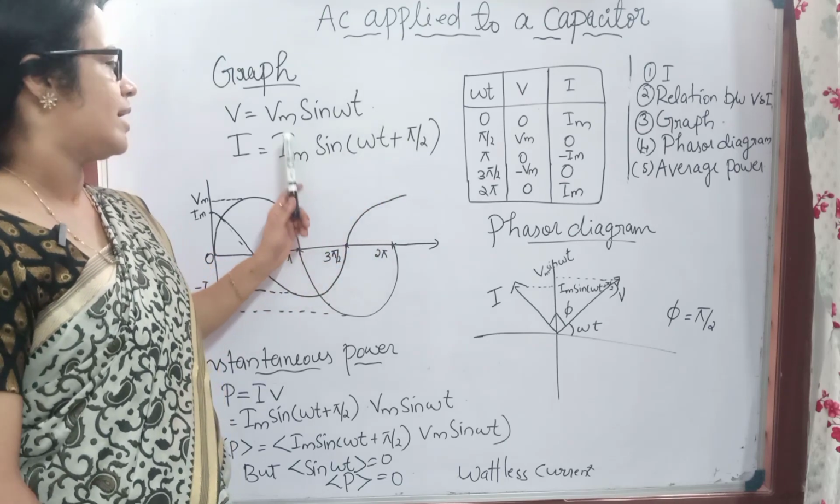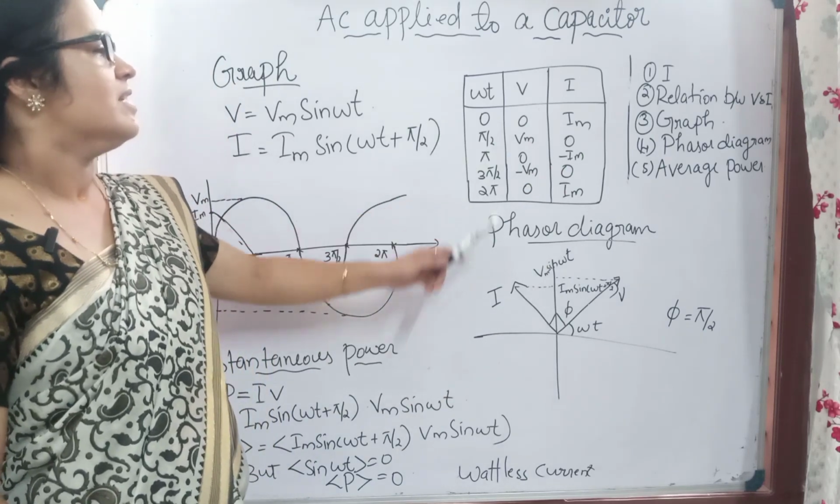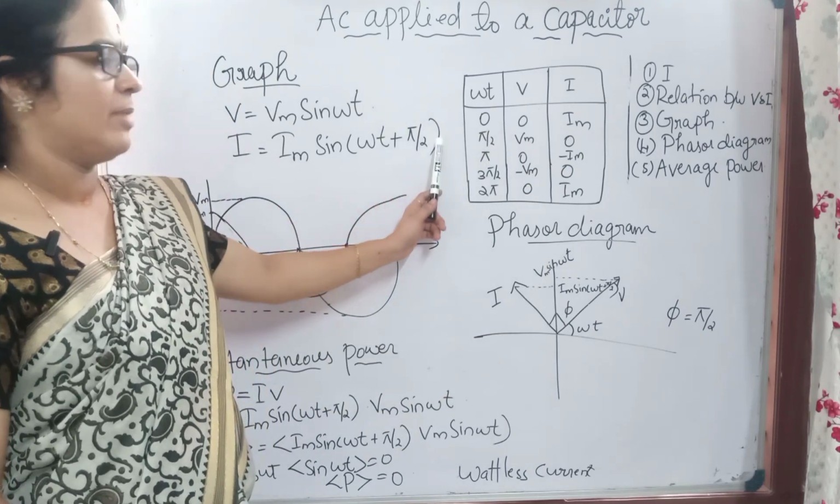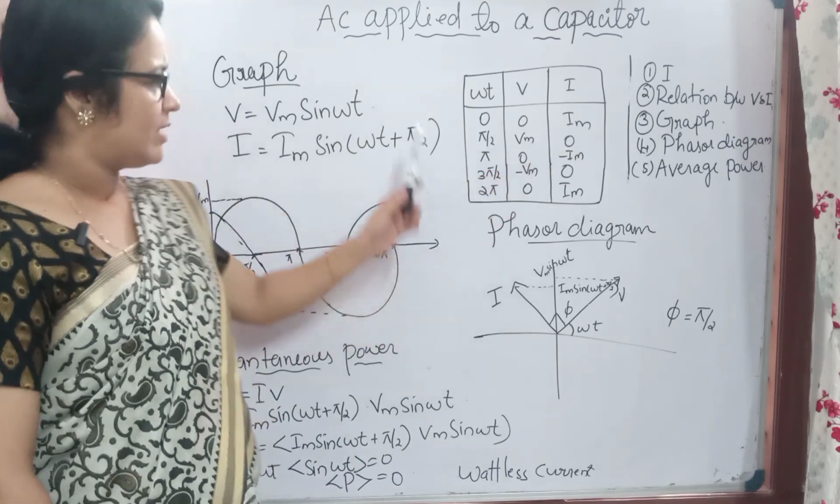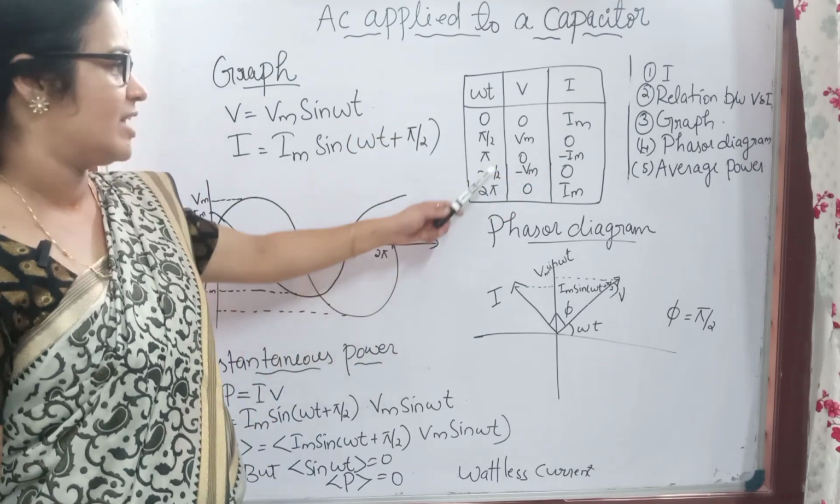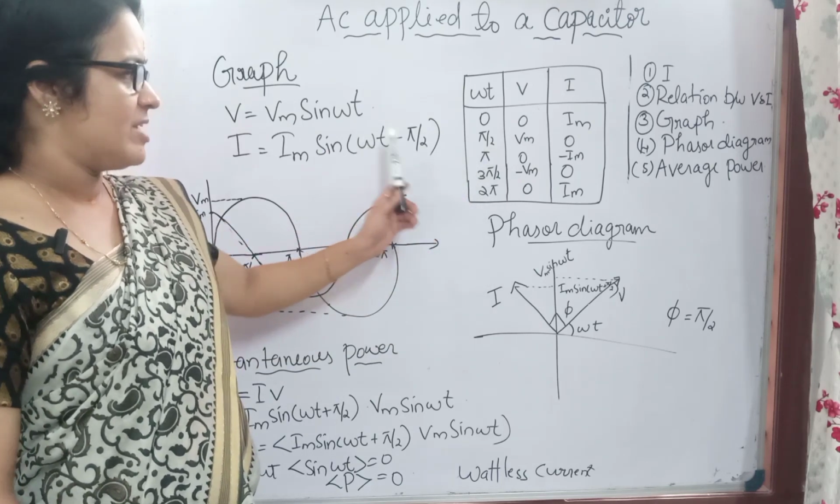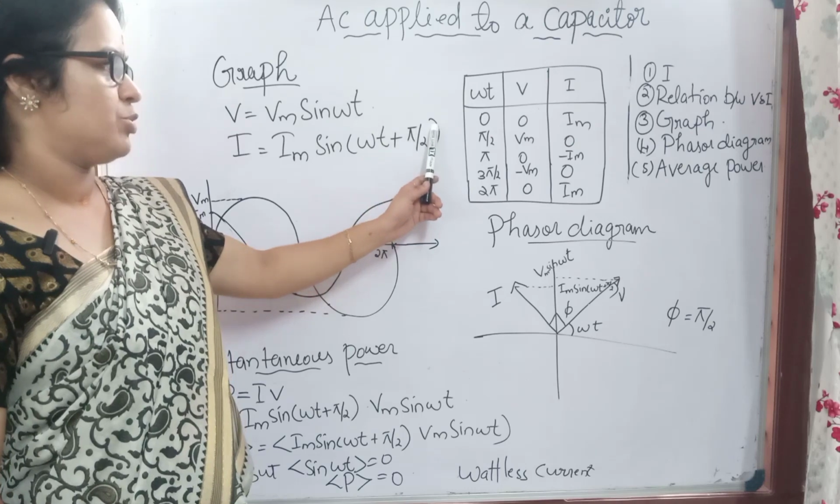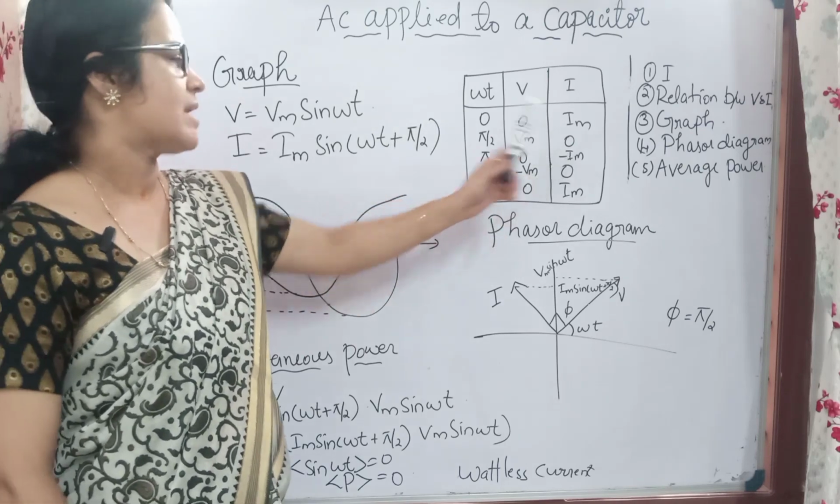So 1 into Im. So that is Im. And in the second case what we will get here? Sine pi by 2 plus pi by 2. So sine pi, that is 0. So here 0 we are getting. So in a similar way we have to substitute. In the third case what we are getting? Yes, here omega t means pi plus pi by 2. So 3 pi by 2, right? So that will be minus Im.